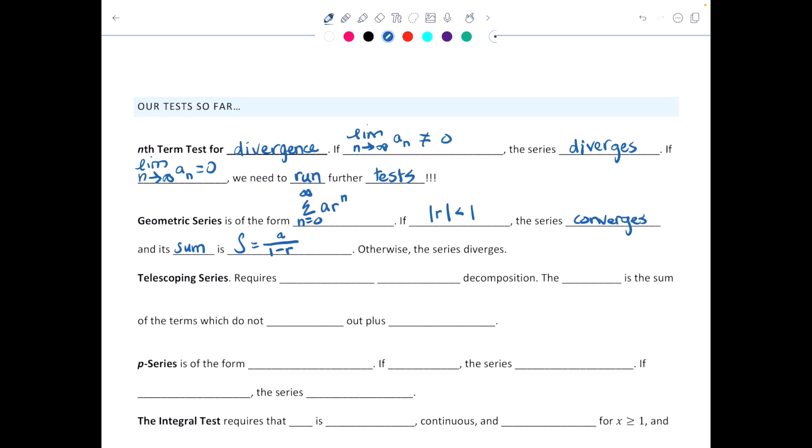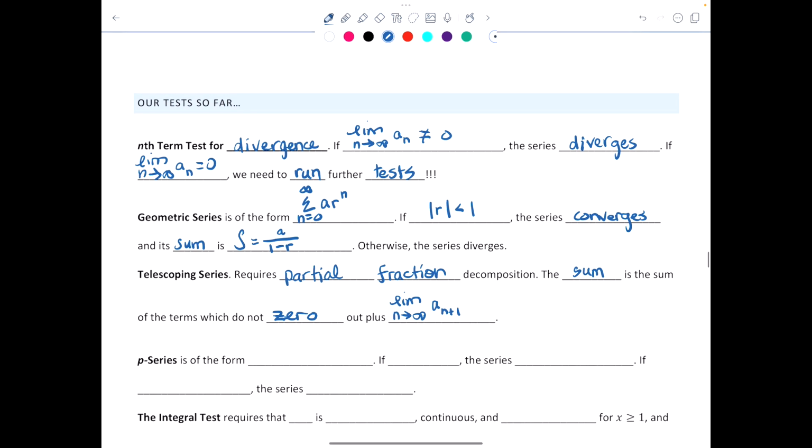Otherwise, the series diverges. Telescoping series requires partial fraction decomposition, so make sure you've got that down. And the sum is the sum of the terms which do not zero out, plus the limit as n approaches infinity of the n plus first term of that sequence in the series.